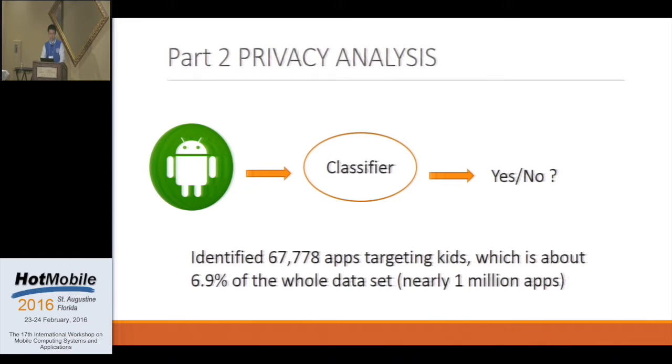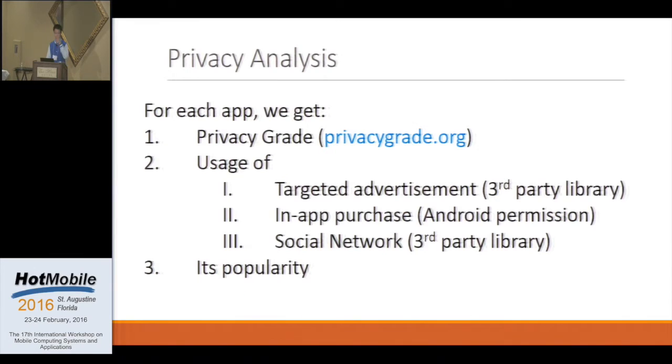Next, we also would like to apply the classifier to a lot of apps. We collected about 1 million Android apps and input them to the classifier, and we identified about 68,000 apps targeting kids, which is about 6.9% of the whole data set. For each app, we extracted 3 pieces of information.